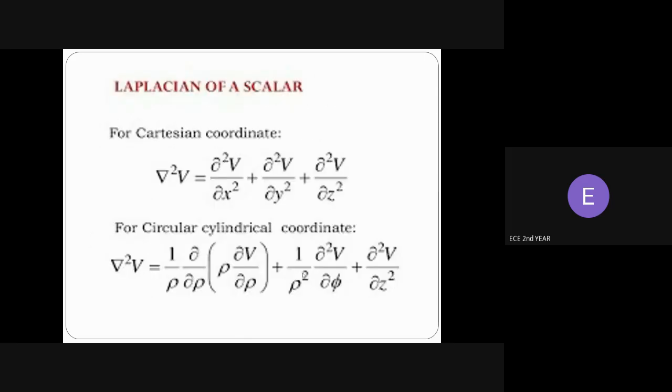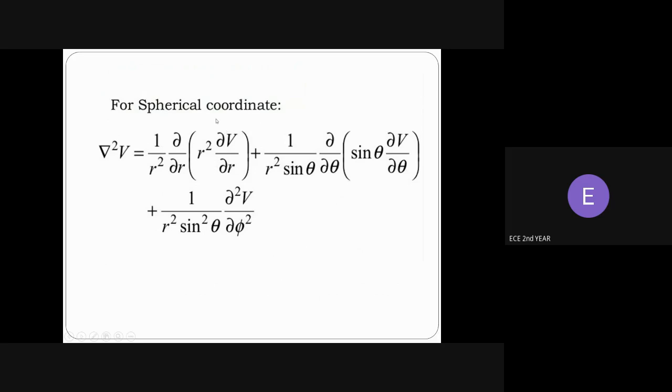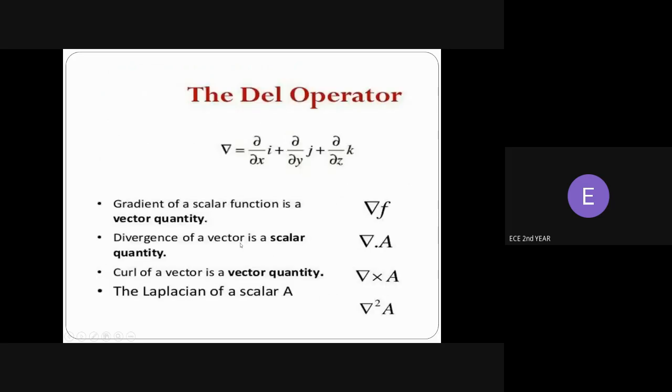The formulas in three different coordinate systems are given here. For the Cartesian coordinate system, there is the formula. For the cylindrical coordinate system, there is the formula. Finally, for the spherical coordinate system, this is the formula. And now the del operator value, and then some observations are given here, right?